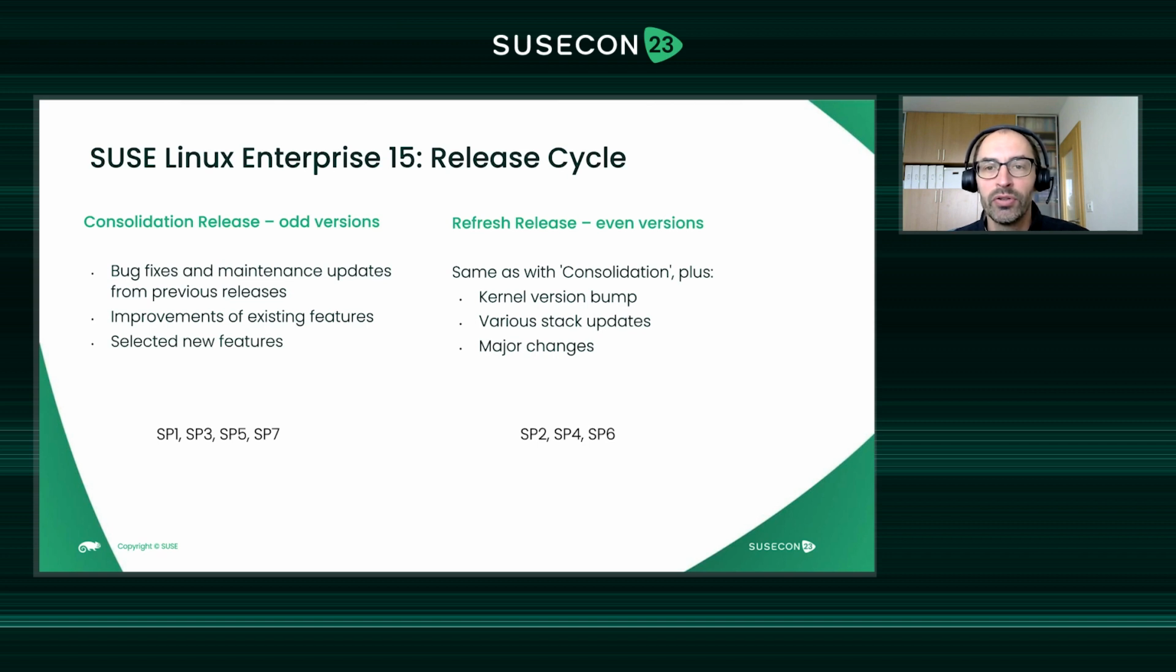The even versions are refresh releases, so they obviously contain the same things as consolidation releases. However, on top of that, we do provide a lot of new features and updates and upgrades to make the code stream more attractive, to bring new features, new performance improvements, and other changes. So SP4 was one, and you can see that the amount of changes which went there was quite high, and SP6 will be another refresh release.